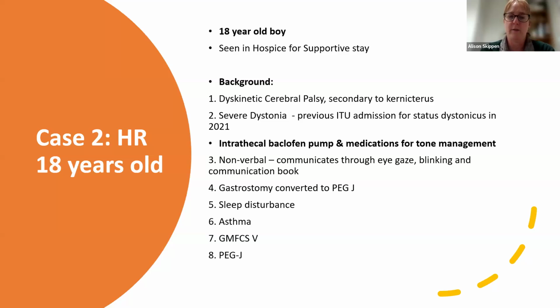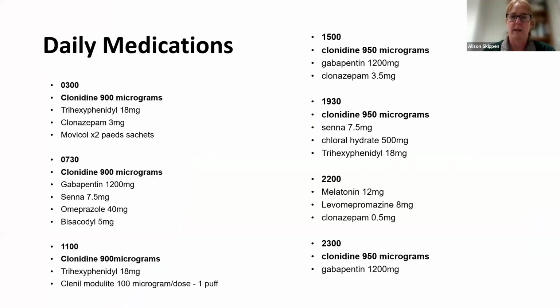He was also non-verbal. He communicated through eye gaze, blinking, and he had a communication book with different pictures that he would look at, and you would be able to work out exactly what he wanted. He had a gastrostomy, which was a PEG-J, so jejunostomy. And then he had a sleep disturbance and asthma. He was GMFCS level 5, and yeah, that was him.